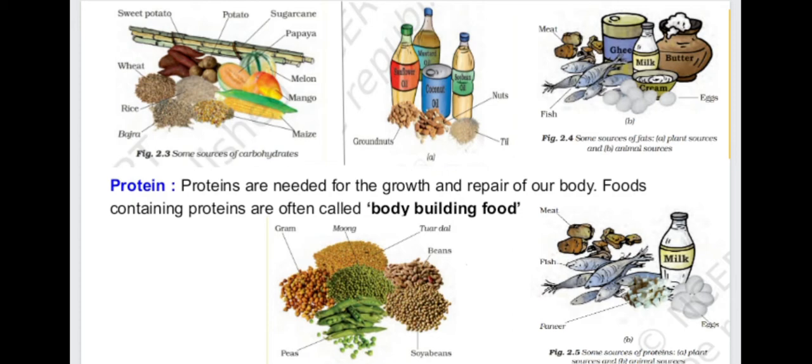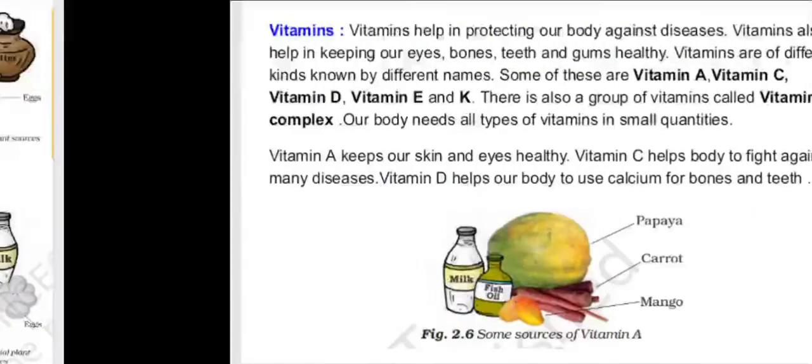And the next one is protein. Proteins are needed for the growth and repair of our body. Food containing proteins are called bodybuilding food. And the sources for protein are gram, moong, tur dal, bean, peas, soya beans, meat, fish, paneer, egg, milk, etc.